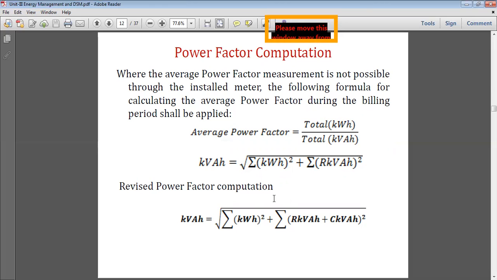So if you draw the power triangle for the load, the active power consumption is the kWh divided by the total apparent power, and the total apparent power, that is the kVAh, is calculated by this formula. It is the square root of the sum of kWh squared plus the sum of RkVAh. Only the reactive lagging is added. Here we are not considering the capacitors, whether a fixed capacitor is connected in the system.